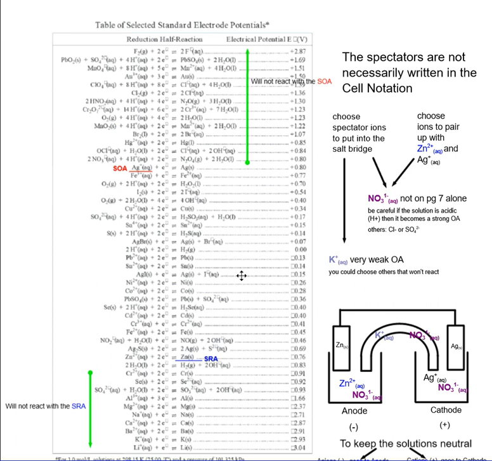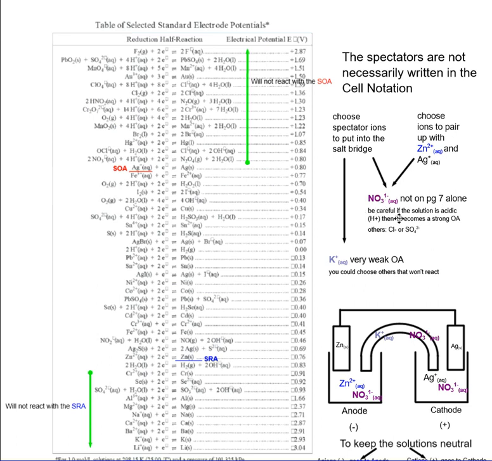So from table 7, we have the SOA silver ions, and we have the SRA, the zinc solid. The OA is above the RA, so this is a spontaneous reaction. To choose the spectators, we don't want anything reacting with the oxidizing agent, and we don't want anything else reacting with the reducing agents. So let's choose something in the salt bridge now. So we know nitrate is not on page 7 alone. So therefore it is a good spectator to use.